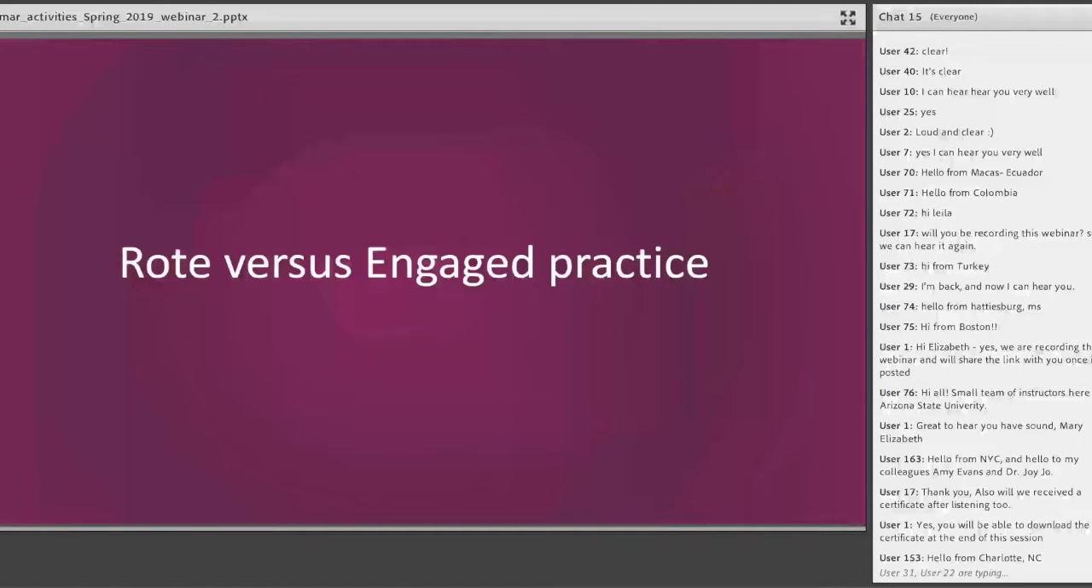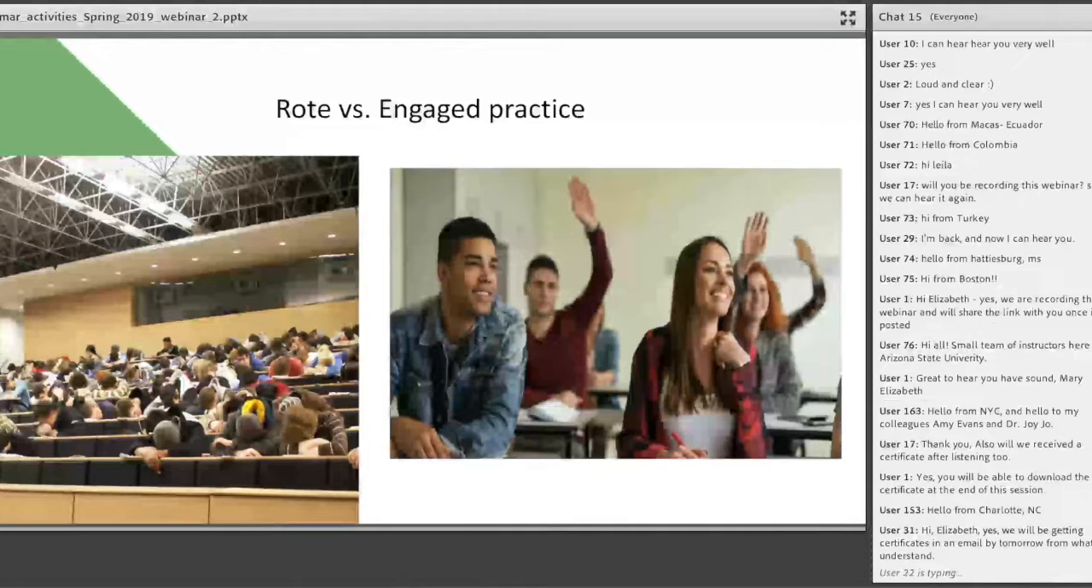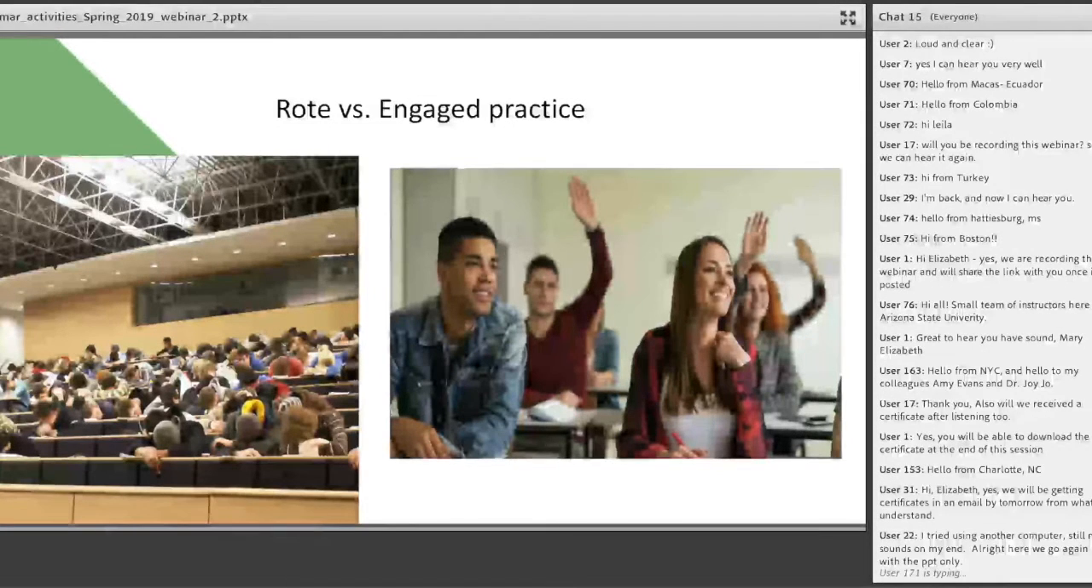So rote versus engaged practice. I think as we look at these two pictures, and as teachers, we're constantly looking out in our classrooms. When I look at the picture on the left, it's a pretty discouraging picture. And to me, that's what can happen in a classroom that just is engaged in rote learning and rote practice. Whereas on the right-hand side, the students look happy, they're raising their hands, they seem engaged, they're interested in what's going on. So how do we create these two different classrooms?